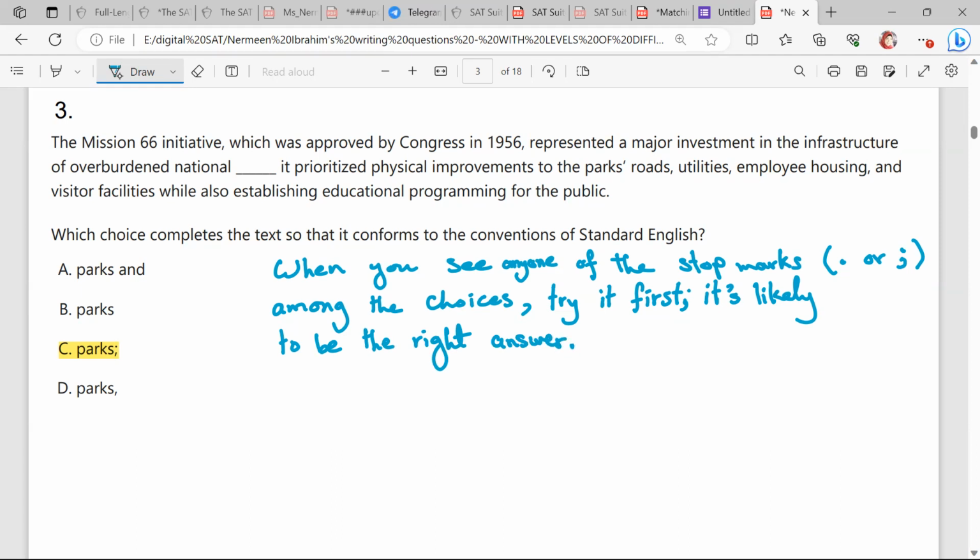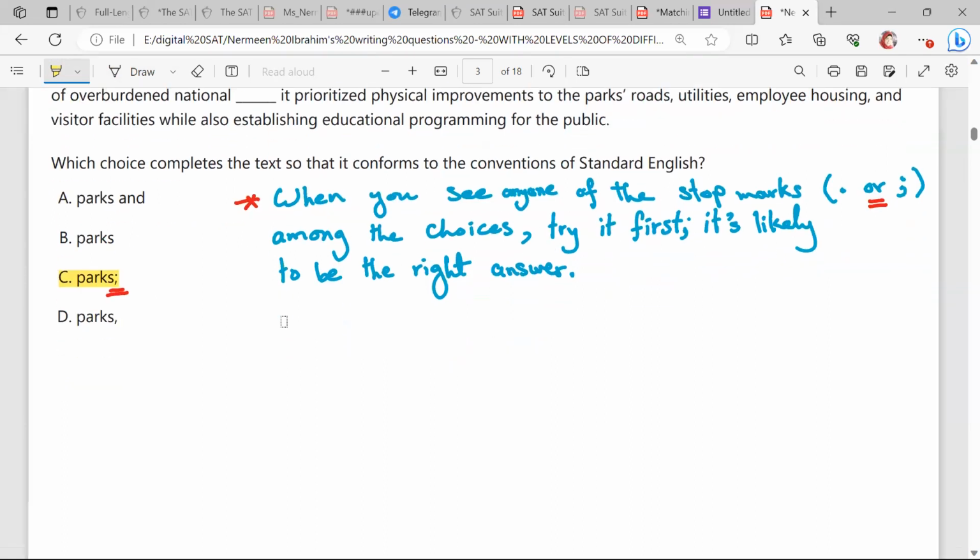Okay? Why I said "or": because if you find a period and a semicolon in two different answer choices, you will be eliminating both choices because they are exactly the same. But if you see here, I have one of the stop marks, a semicolon. So I will try it first. Why? Because all I need to do is to make sure that what is before the semicolon is an independent clause, and what is after the semicolon is an independent clause.